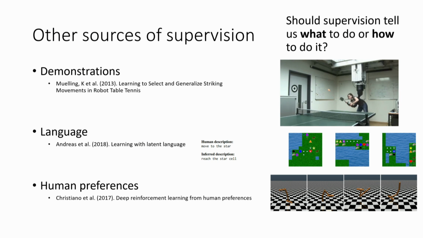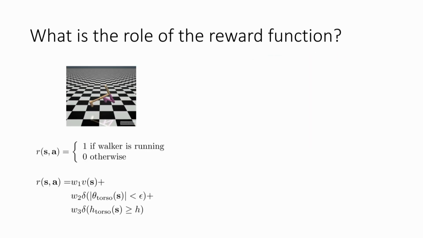And of course, there's a more philosophical or conceptual question, which is, should we rely on supervision to tell us what to do or how to do it, or maybe a little bit of both? In principle, the classic RL picture says the reward tells you what to do, the algorithm tells you how to do it. But of course, when we look at reward functions of this form, it's pretty clear that that's not actually what's going on in practice.